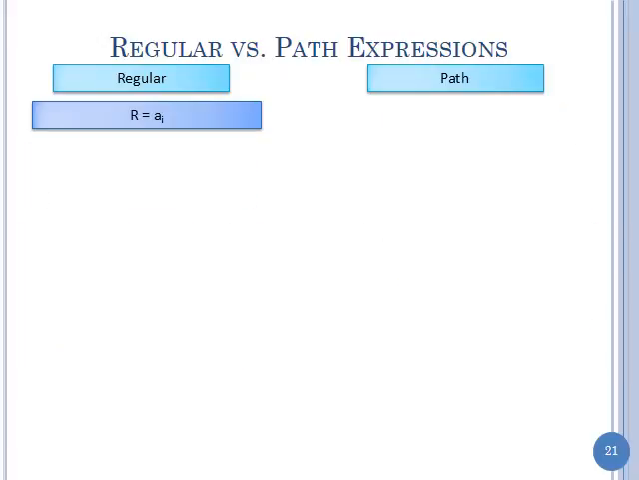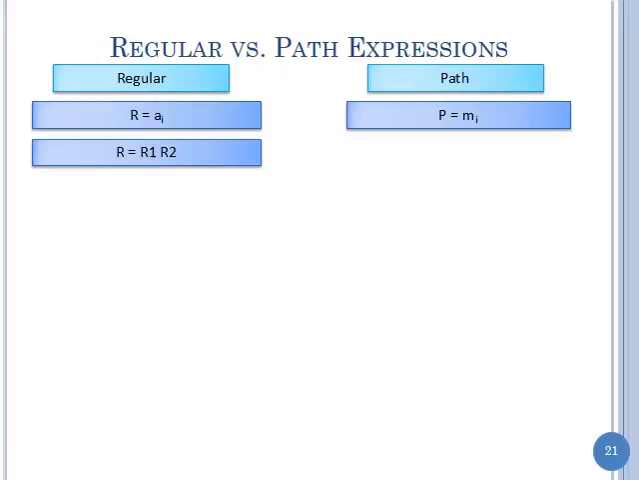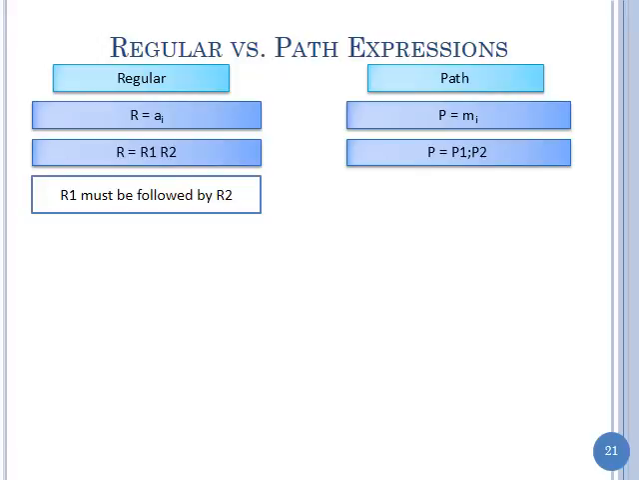That's an example. So in general, in a regular expression, any member of the alphabet is a regular expression. Any call, any method between M1 and Mn, a call to it can be a path expression. You can say R equals R1 R2, and what does that say? The next thing I match should first match R1, then R2. You say P equals P1 semicolon P2. First match the path P1, then match the path P2.